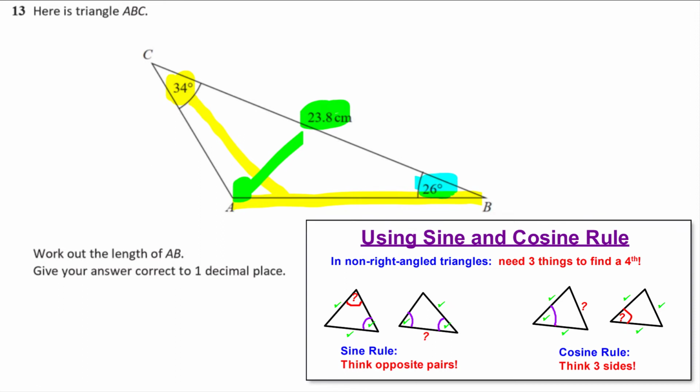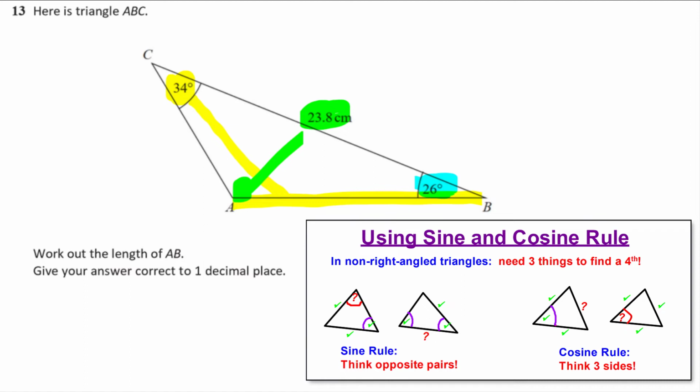And then the other rule we've got is the cosine rule, which is about three sides of the triangle. You can think about the cosine rule as being about three sides of the triangle. Either you've been given three sides and you want an angle, or you've been given two sides and the angle between them and you want the third side. Now that is not the case here. I don't have three sides, and I'm not trying to find the third side given two sides. So it's definitely not the cosine rule here.